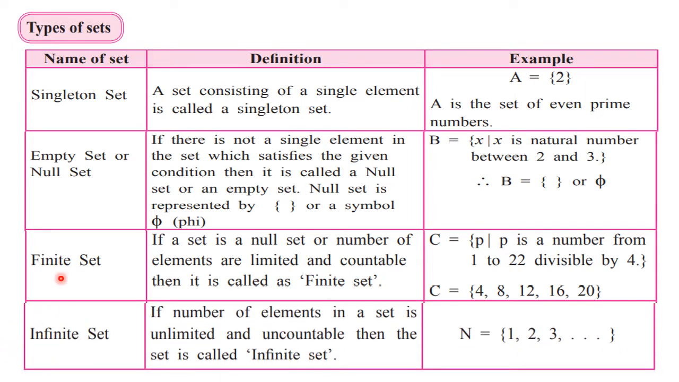Infinite is the opposite of finite, so immediately you can define it: if the number of elements in the set is unlimited or uncountable, and if we start writing the set, the elements are not going to terminate anywhere, then such a set is called an infinite set. Take the example, set of natural numbers, infinite set. Set of whole numbers, infinite set. Why? Because the number of elements is uncountable.